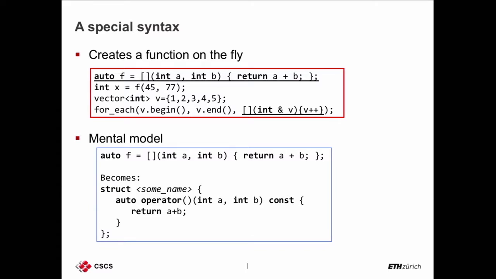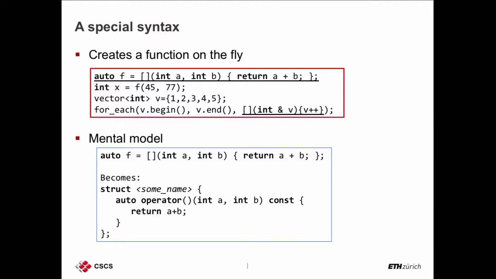It has a special syntax, sorry, and it basically has the square brackets as here, a list of arguments and a body. As everything else in C++, this has a type, which is encoded into this auto here. So we can create a variable f, which is basically a function. It has a type. The type is implementation specific.